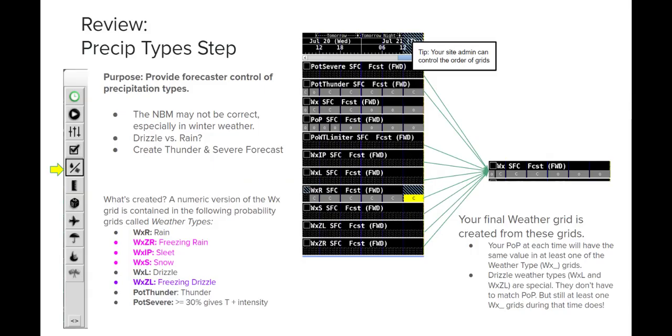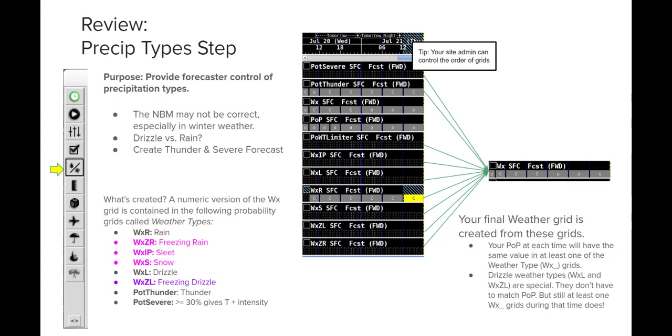Here's a quick review of the precip type step. Again, remember the purpose of this step is to provide the forecaster more control of the precipitation types and develop the accumulation forecast. In the warm season, there really is nothing to do in this step other than initializing your WXR and pot thunder types. But obviously with winter weather, you will potentially have up to 6 weather type grids that need to be created. The winter weather types are WXZR for freezing rain, WXIP for sleet, WXS for snow, and WXZL for freezing drizzle.